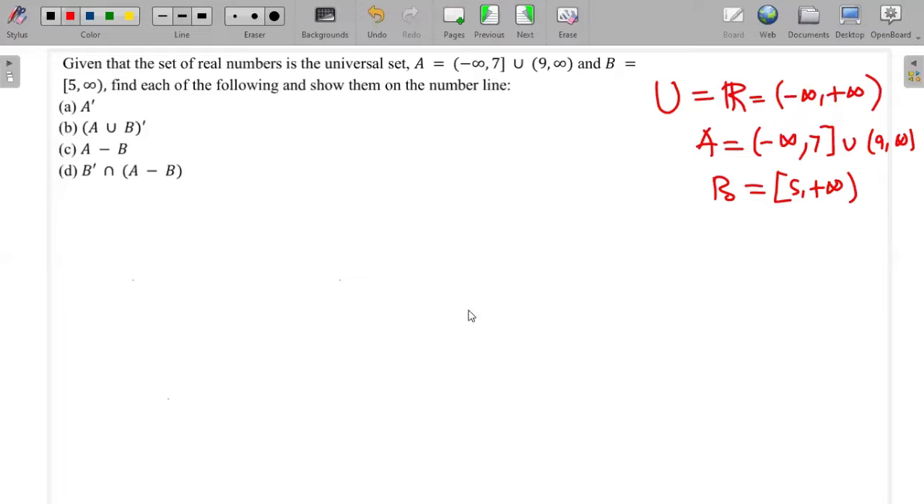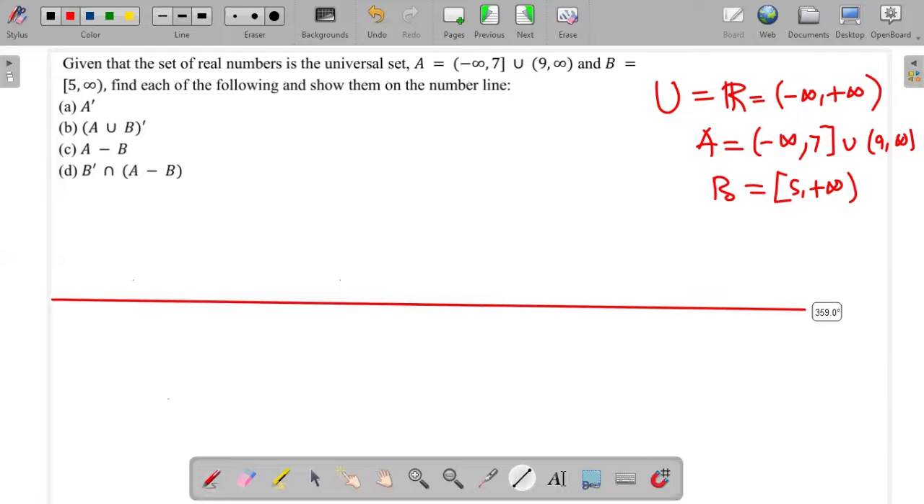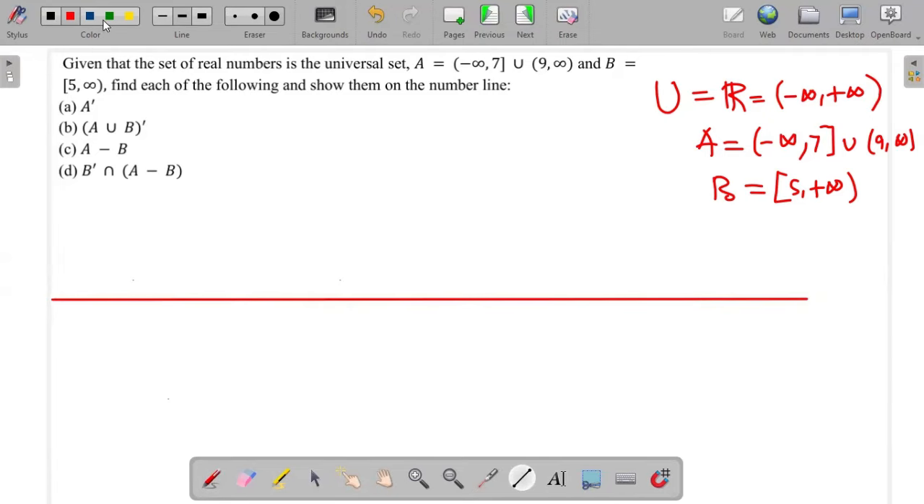Okay, so I already said that when you have such a question, you do the opposite. You show them on the number line and then you find the set. Okay, because there is no way you can find the set without showing them on the number line. Okay, so what we're going to do here is that we're just going to write the universal set, which is from minus infinity to positive infinity like that. So I can put a 0 somewhere in between. So the first thing that they are asking is to find A complement. Okay, so first plot A.